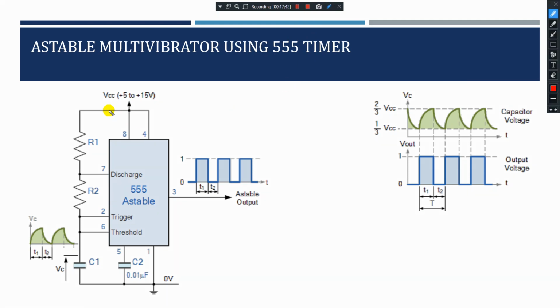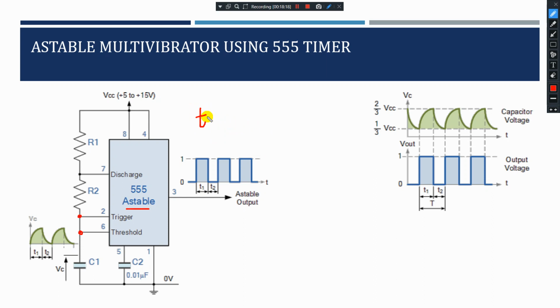Coming to the Astable Multivibrator, if you observe here, pin number 2 and pin number 6 are shorted, and connected to a capacitor and R1, R2. So this is Astable, that means a high precision frequency generator. So I need high precision. Here I can have T1 and T2 of different values. I can change it. That depends upon the formula. We'll come back to the formula in some time.